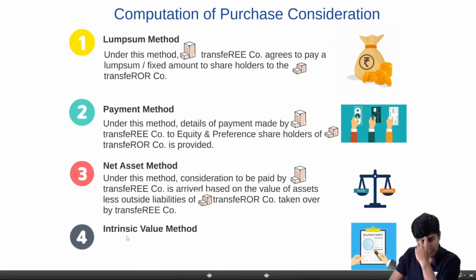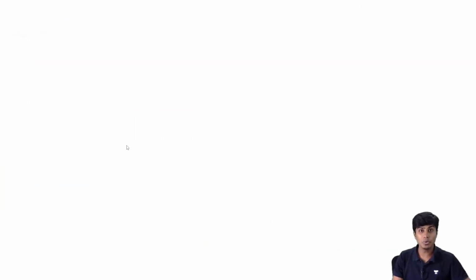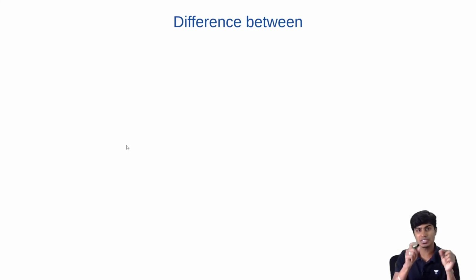Yeah, we were discussing the intrinsic value method. Let's quickly finish that. The intrinsic value method, as I mentioned, is with the balance sheet. We find the balance sheet value. Under this method, consideration is calculated at the intrinsic value of shares of the transferor and transferee to determine the exchange ratio. Get that? Once we compute this, we compare our net assets with PC.